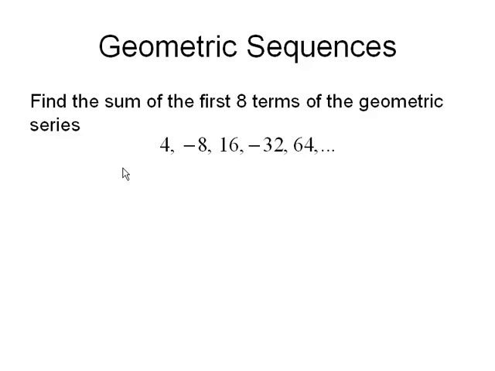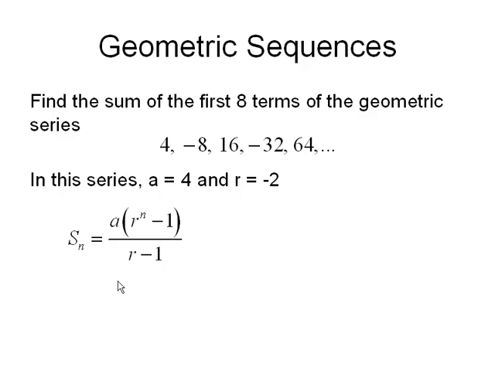So let's go ahead and use that. Let's figure out the sum of the first 8 terms of the geometric series. I want to add these terms up all the way out to the 8th one and see what it comes out to equal. There are 8 terms here. It would be fairly straightforward to list them out, but I want to apply our formula. What I want to notice is that a is equal to 4 because that's the starting point. And if I take minus 8 divided by 4, or 16 divided by minus 8, or negative 32 divided by 16, I get that the common ratio is negative 2.